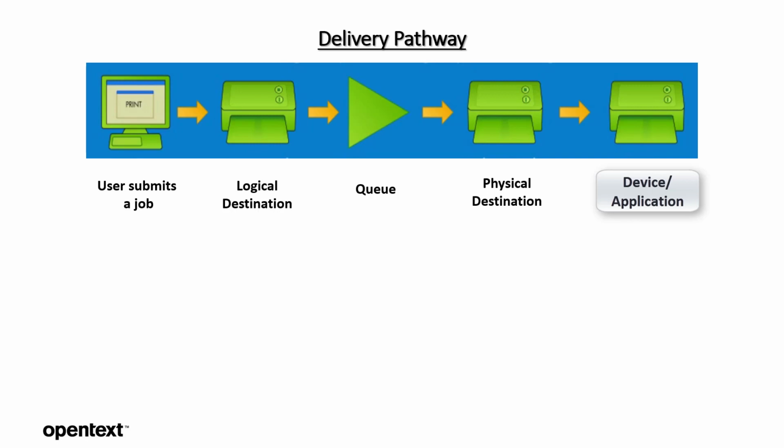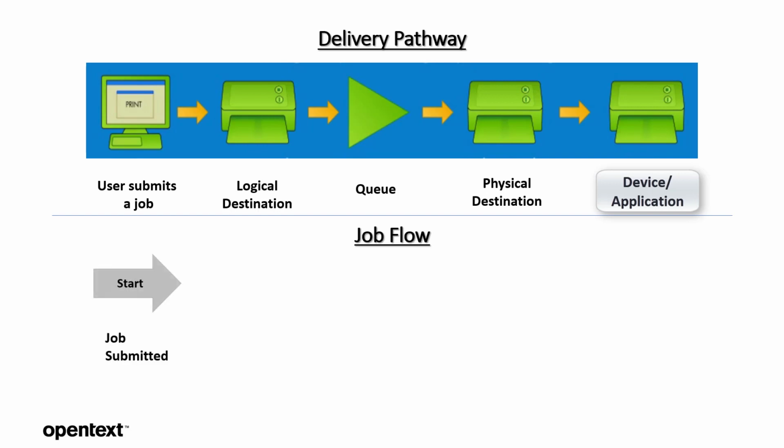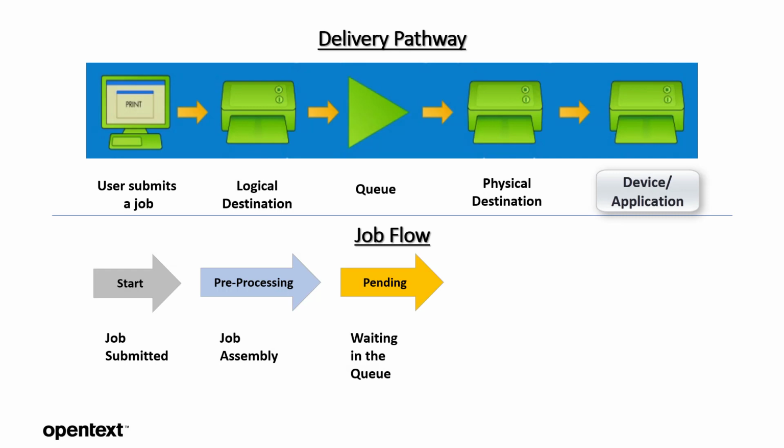Corresponding to this, we will look at the job flow at every stage of delivery pathway. The job goes through several job states before it's completed. Job is in start state when the user has submitted the job. When it moves to the logical destination, it is in pre-processing state. As the job moves from logical to the queue, it goes into the pending state and then waits until the physical destination is ready for the next job.